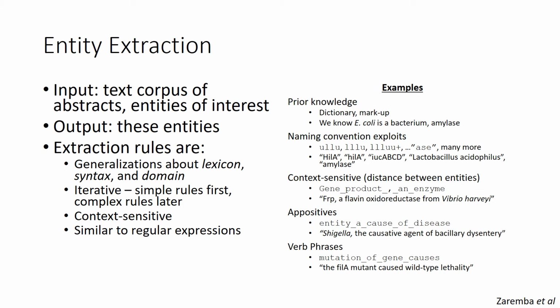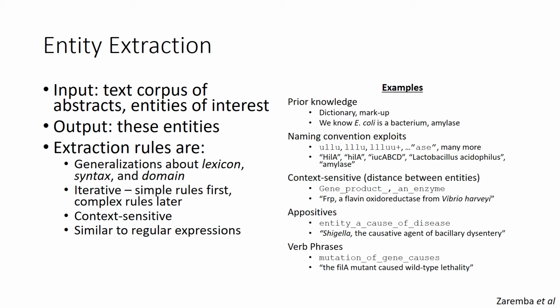Now to discuss entity extraction. You'll have input and then output also from the abstracts. We need to know what we want out of the abstracts and from the extraction, so we take the entities themselves. There are a few extraction rules for this process. These are generalized rules based on lexicon, syntax, and domain. These are iterative. You first start with a simple rule and build upon it up to more complex rules.